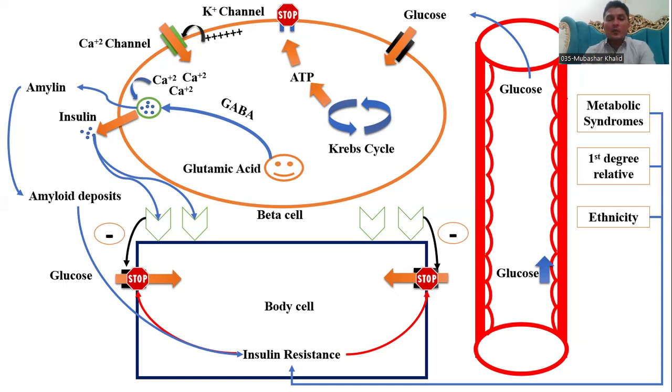The high level of glucose in the blood triggers the beta cells to release more insulin, along with another chemical called amylin, which is secreted along with insulin. And this chemical forms amyloid deposits in the interstitial fluid, which also results in insulin resistance.